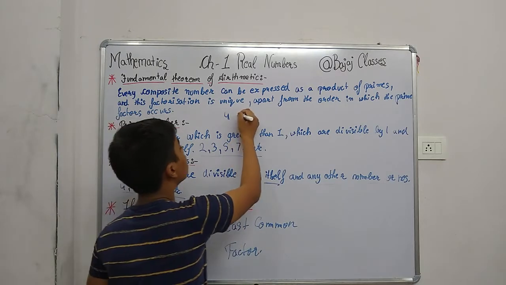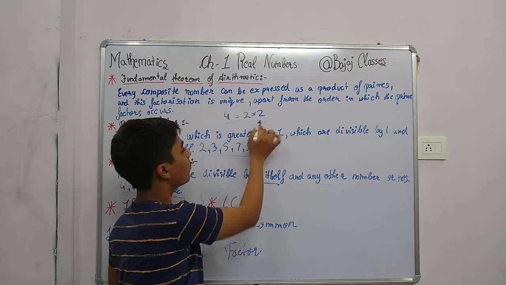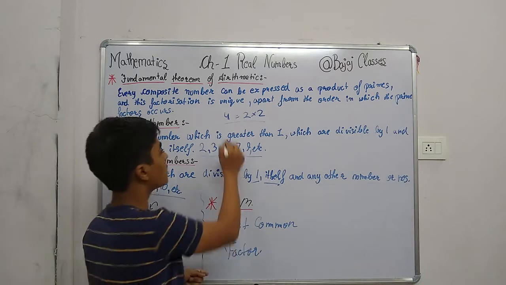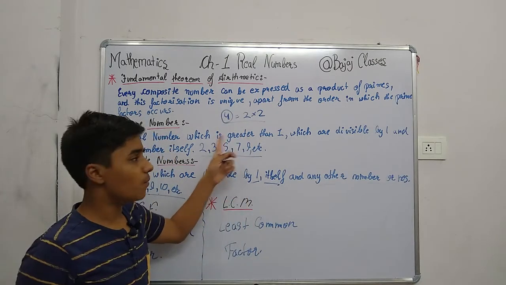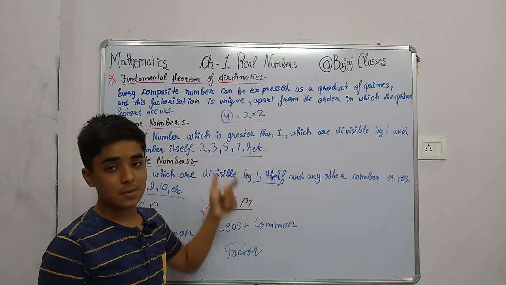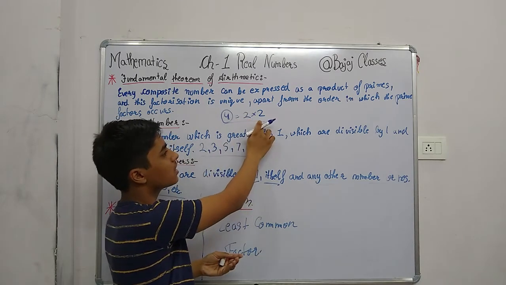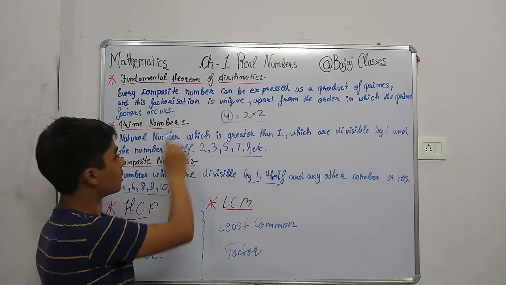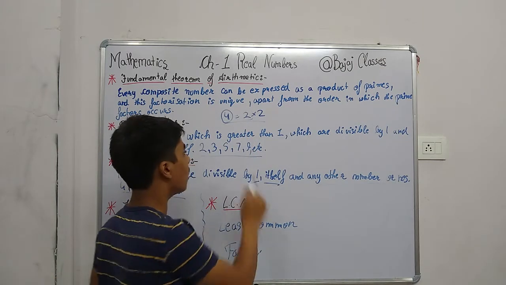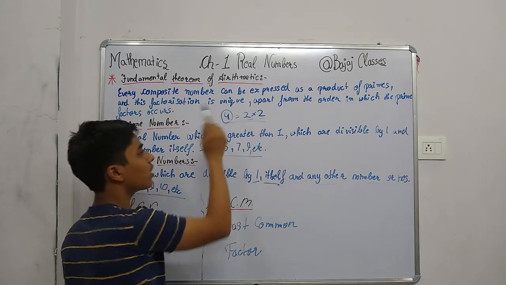So we can write 4 equals 2 into 2. Now, any composite number can be expressed, we have formed it into a simpler form, as a product of primes. 2 is a prime number because the factors of 2 are only 1 and 2. So the product of primes equals a composite number.